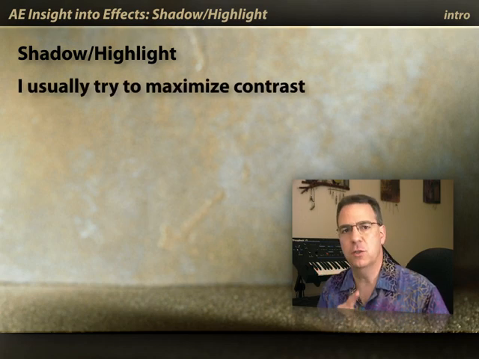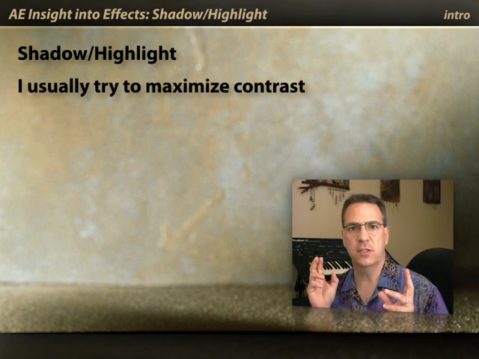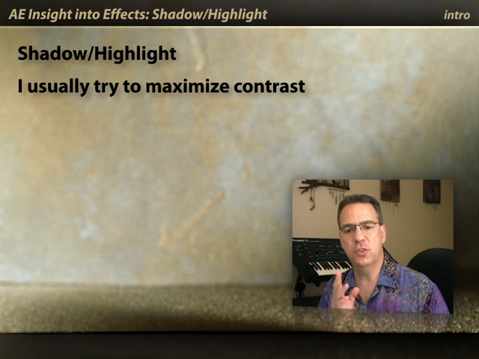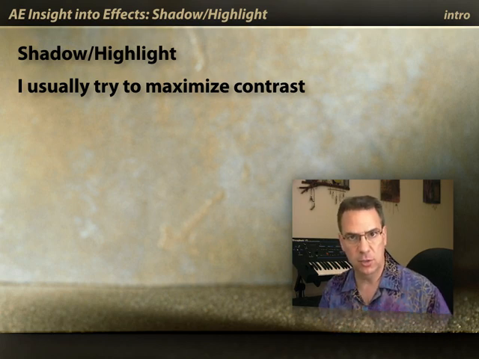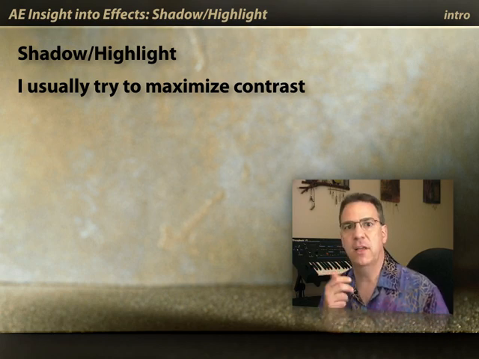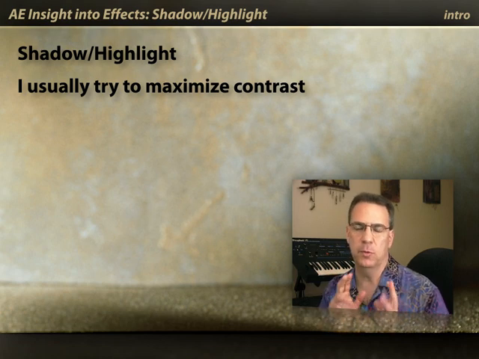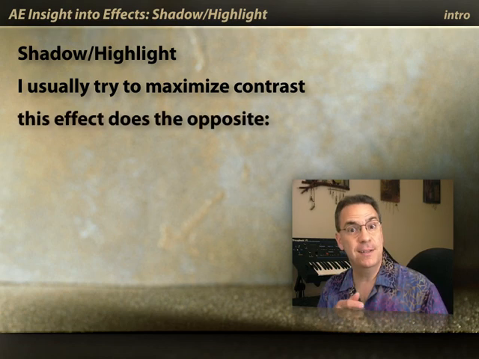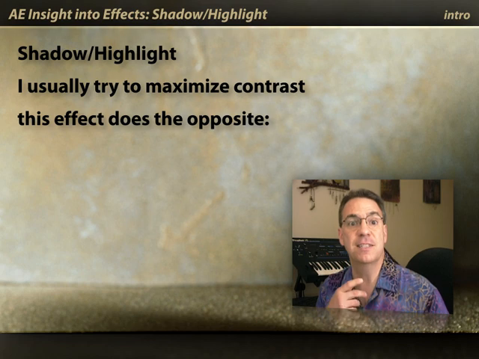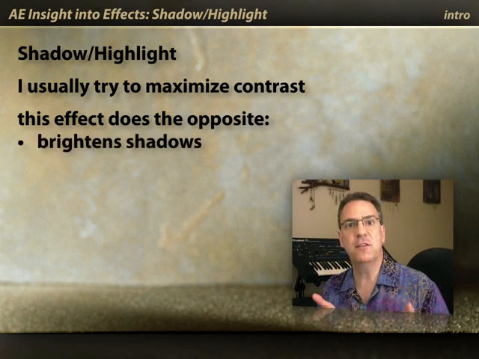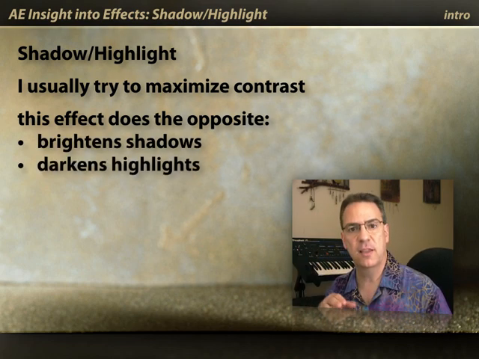Quite often, when I'm working with a piece of footage, one of the first things I do is try to increase the contrast in the shot. I try to reduce the shadows and make them darker, but not crushed. I try to increase the highlights and make them brighter, but not make them too blown out or posterized. Well, oddly enough, the shadow highlight effect does the opposite. It helps lift the shadows, it helps darken the highlights.